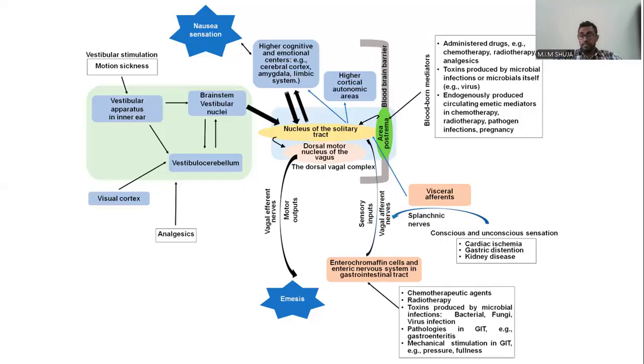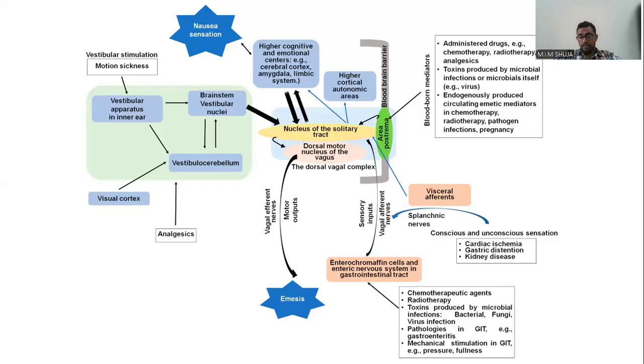Input: irritation, infection, distension, toxin, inflammation, obstruction, or chemotherapy-related stimulation can activate enterochromaffin cells and the enteric nerves in the gut. These signals travel mainly through the vagus nerve and also through splanchnic nerves to the brainstem. This is why gastroenteritis, food poisoning, gastritis, and intestinal obstruction commonly cause vomiting.